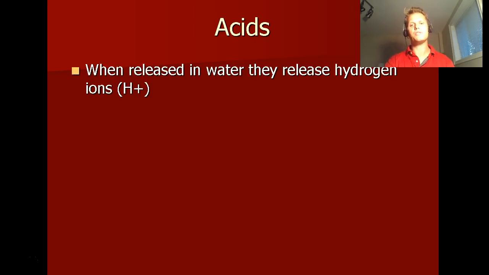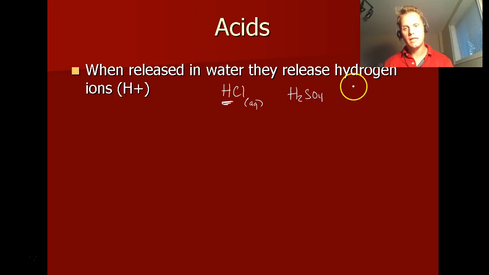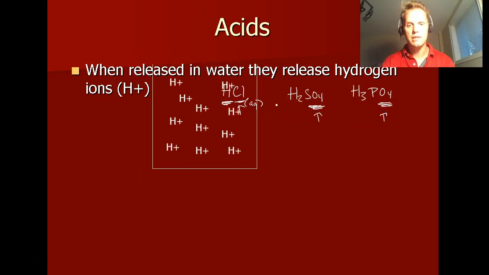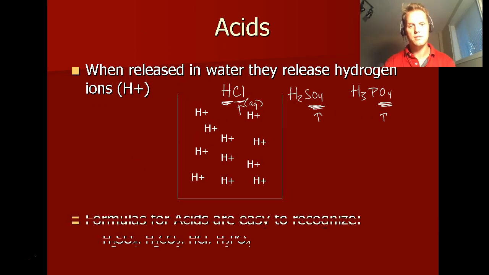Okay, so acids release H+ when they're in solution. So an acid will be something like hydrochloric acid. It has hydrogen in the front. And when you put it in water, that aqueous means in water, H2SO4, H3PO4. What do they share in common? They all have polyatomic ions at the end, or an anion in this case for chloride, and they have hydrogen in the front. And when you put them in water, you're releasing these H+ into solution.